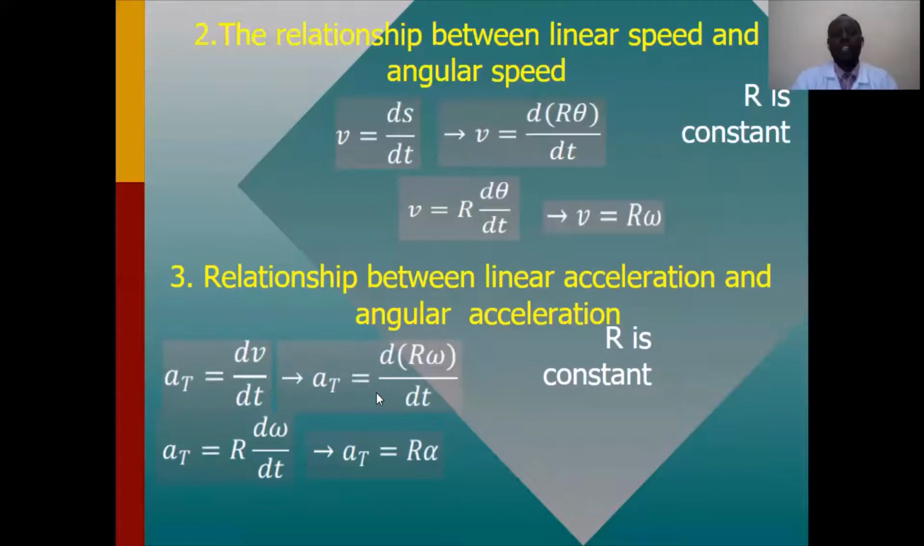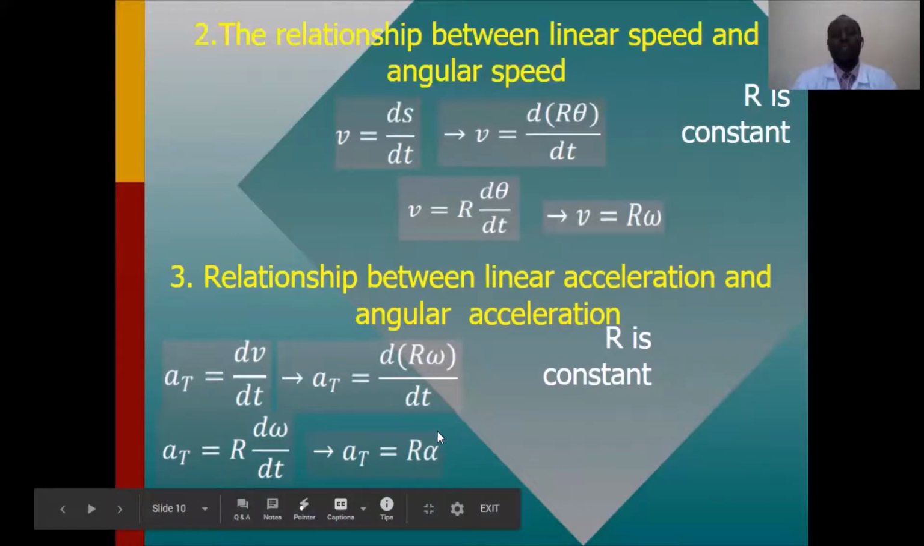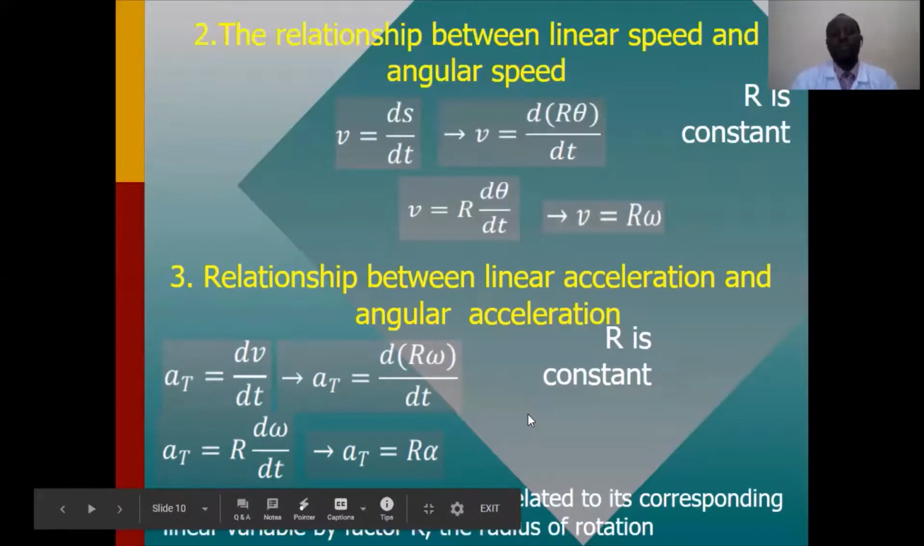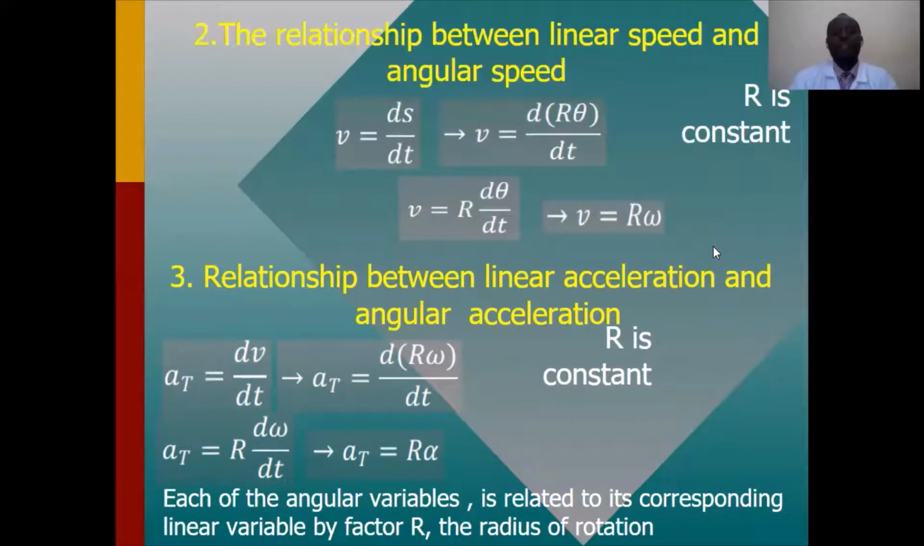The tangential acceleration is directly proportional to the angular acceleration, where the coefficient of proportionality is radius. So it means that when the tangential acceleration increases, also the angular acceleration will increase. If the tangential acceleration decreases, the angular acceleration also will decrease at the same rate. So as a conclusion, the angular variables are related to their corresponding linear variables by the factor r, the radius of rotation.